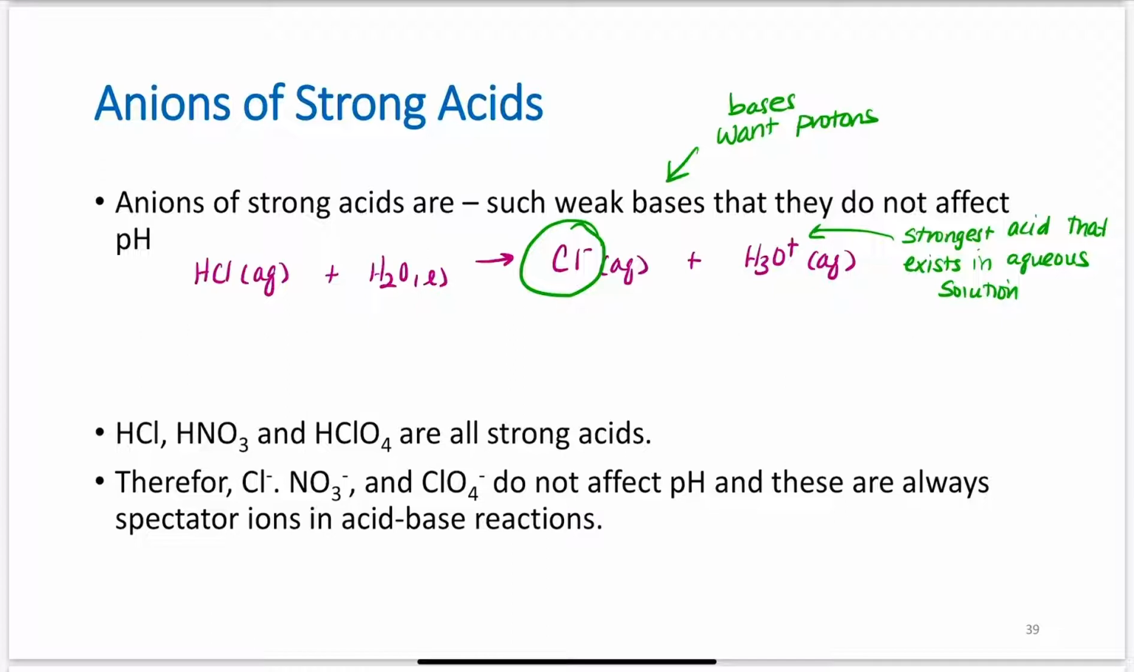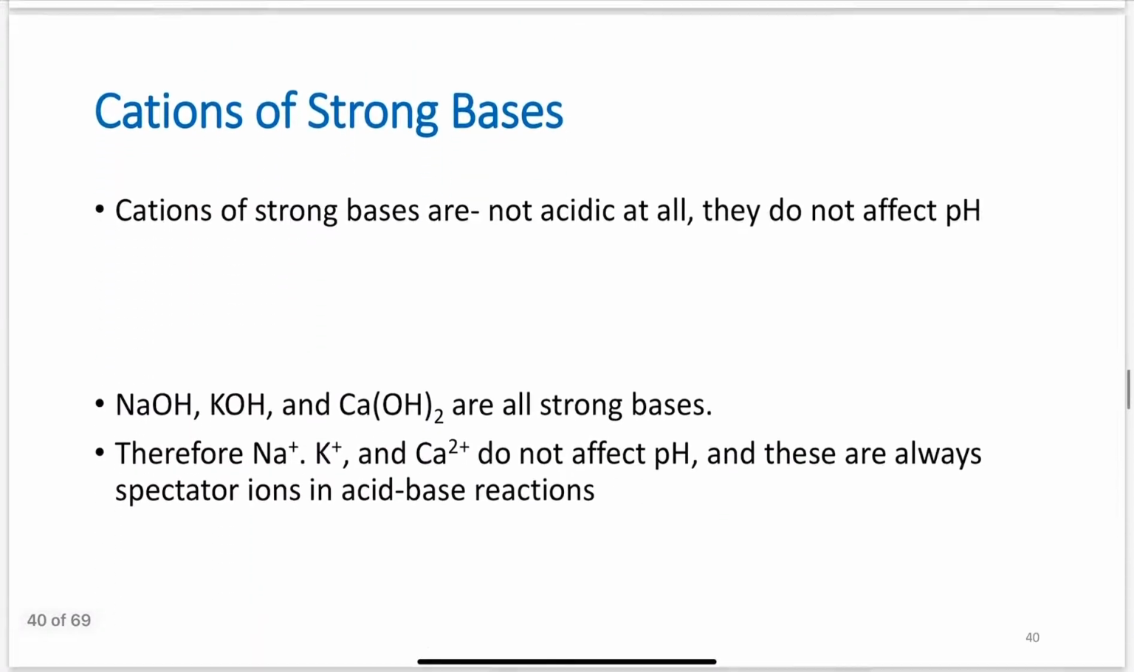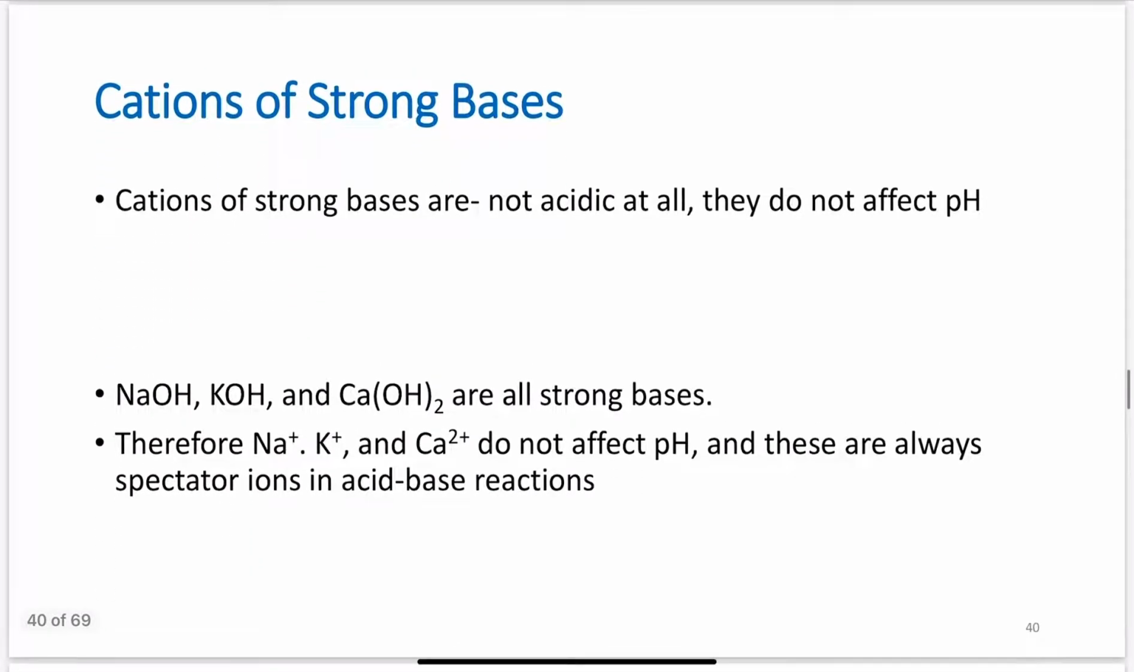Again, you do have 4 other strong acids that you should know. So you've got sulfuric, you've got chloric acid, you've got hydrobromic acid and hydroiodic acid, and they do the same thing. Their conjugate base is a great spectator ion, but that's all it is. When I look at strong bases, I see the same thing, just, in this case, it's the conjugate acid that's so stable. Cations of strong bases are not acidic at all.